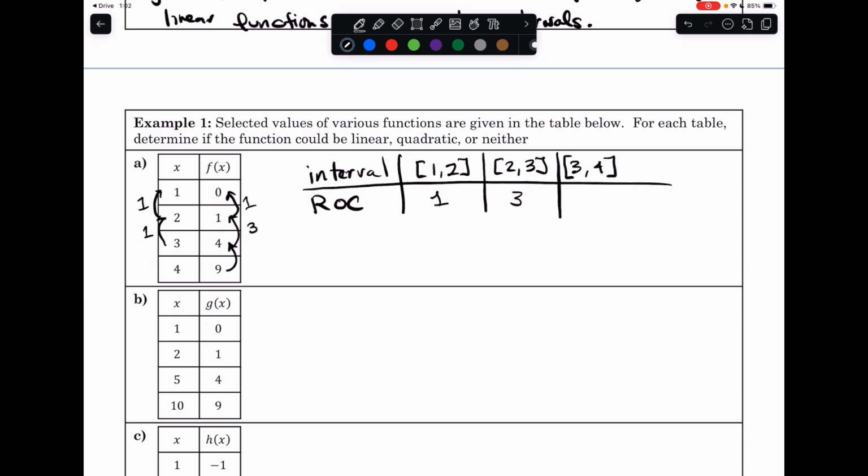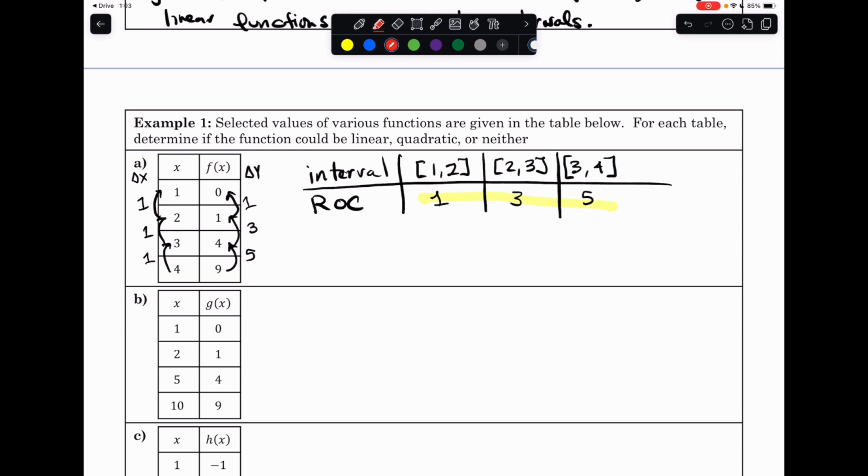9 minus 4 is 5, and 4 minus 3 is 1. So again, to get the change in y, y2 minus y1 over x2 minus x1, with the table, this is the fastest way of doing it. And then 5 divided by 1 is equal to 5. So obviously these numbers are not the same. Since these numbers are not the same, this cannot be linear, all right? So it is not linear.